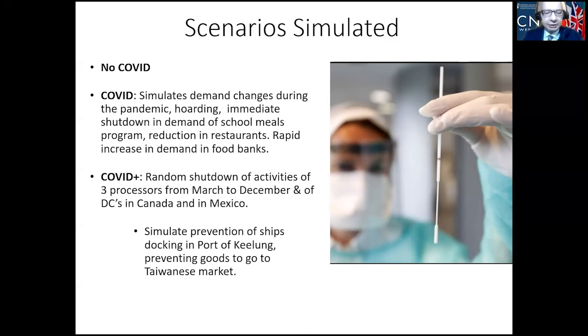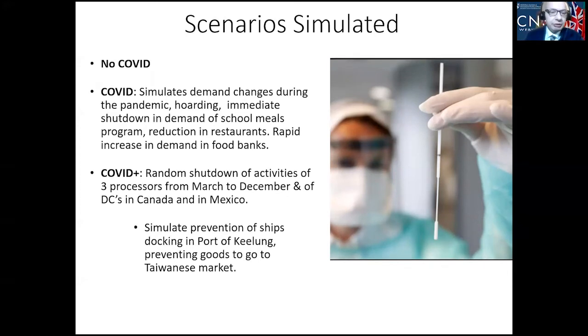Then I also model COVID plus, which is a random shutdown of activities of 3 processors from March to December, and random shutdowns of distribution centers in Canada and Mexico. I will also simulate the prevention of ships docking in the port of Keelung in Taiwan, preventing goods from going to the Taiwanese market. And many more disruptional scenarios are also simulated.